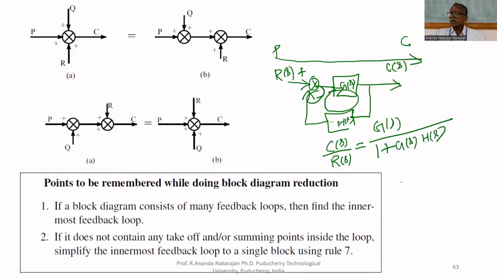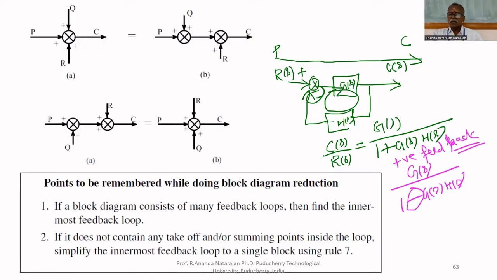Suppose a plus sign is there. Then what is the formula? The formula is G of S upon 1 minus G of S, H of S. If it is a plus sign, positive feedback, it means G of S divided by 1 minus G of S, H of S. This is the seventh rule. Only the seventh rule you have to remember. All other rules you can understand by looking at the block.